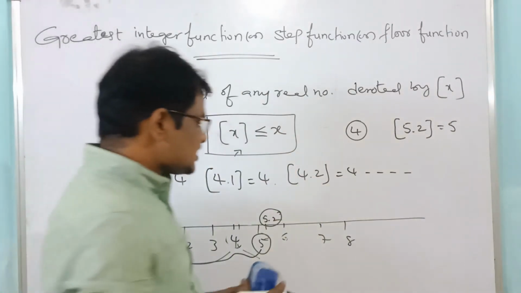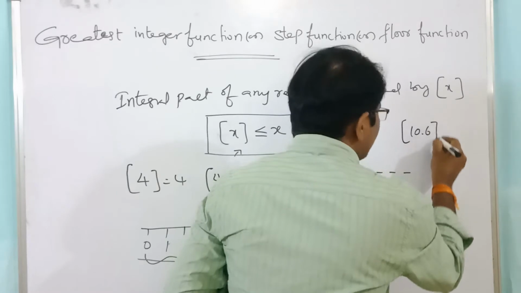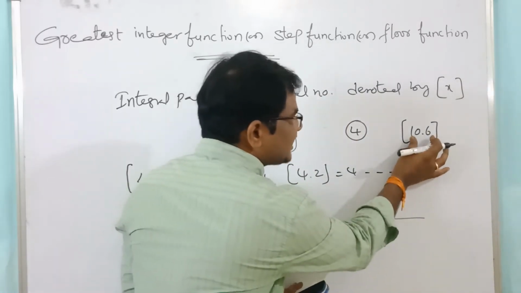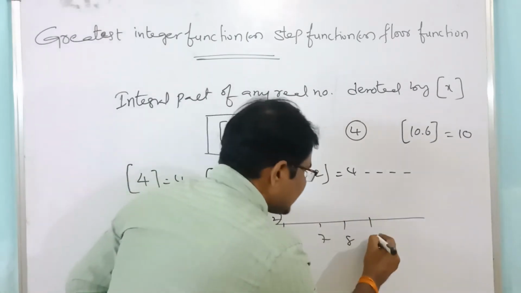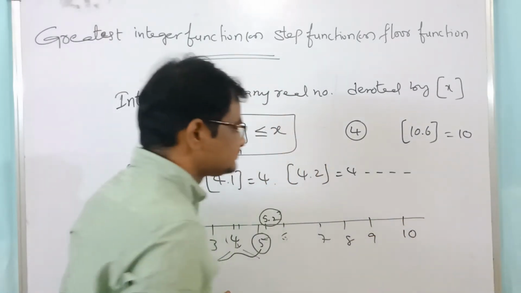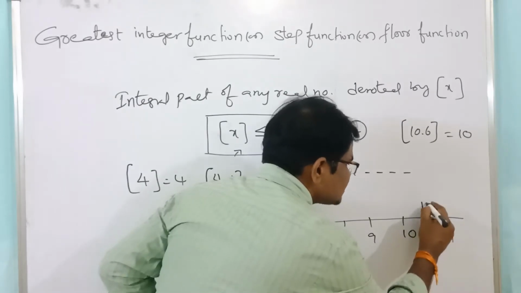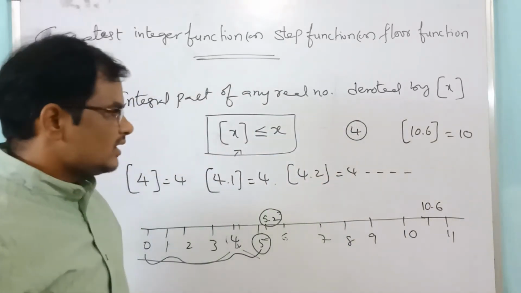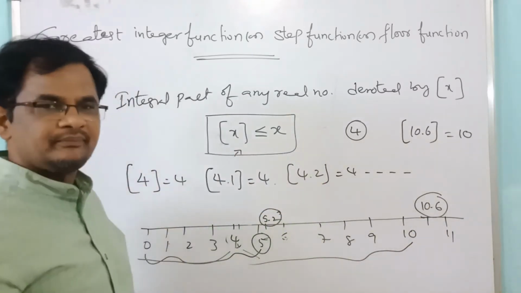Suppose you take 10.6. The integral part of 10.6 is 10. So here 9 is there, here 10 is there, here 11. So if you take 10.6 here, to the left side of this real number, observe all the integers.